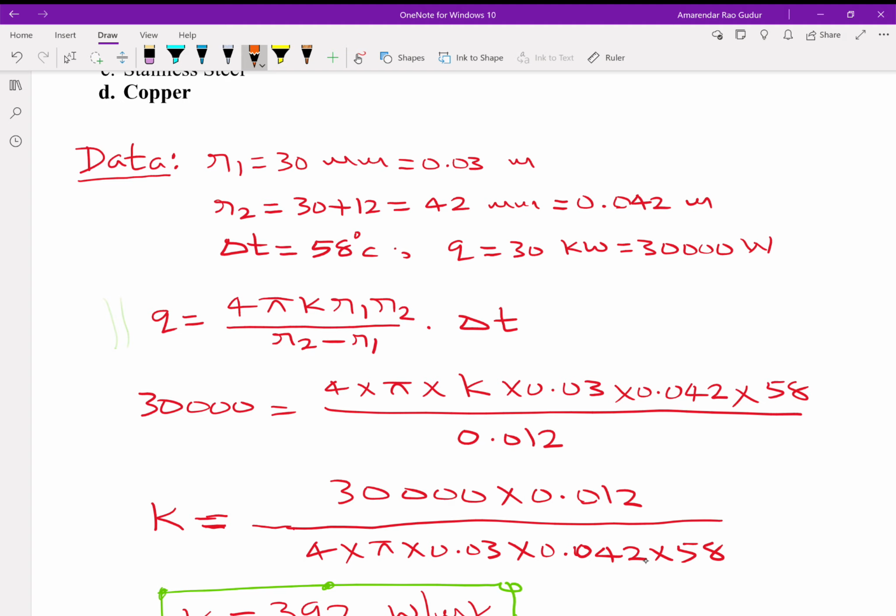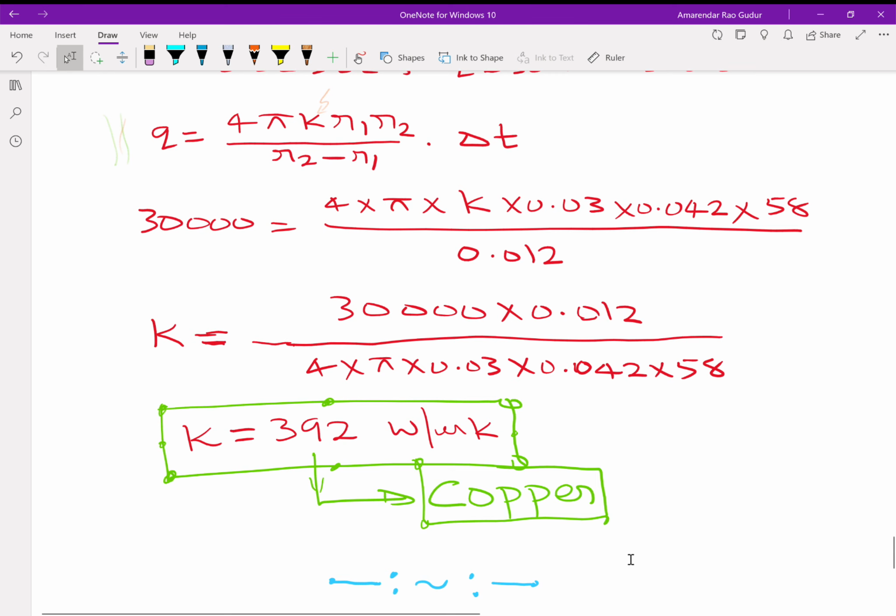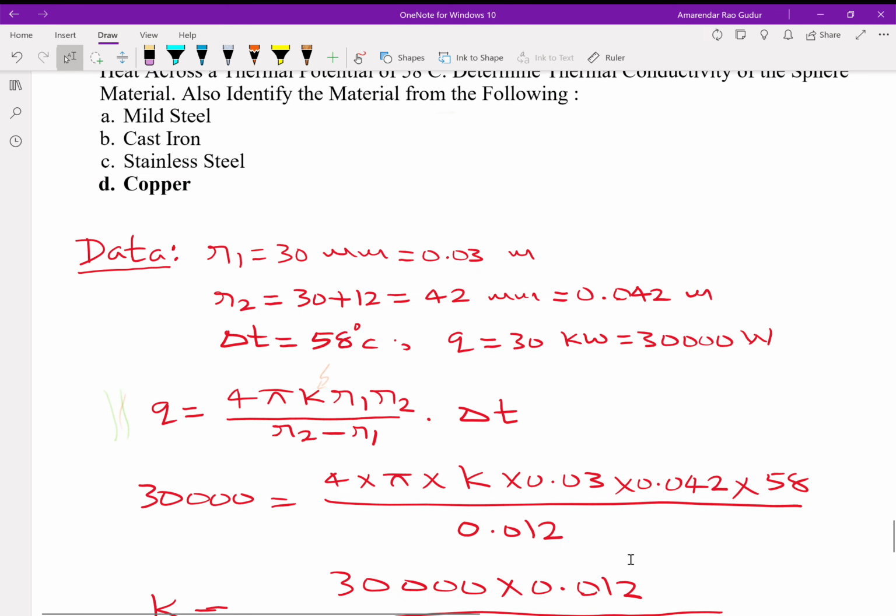R2 is R1 plus thickness, 30 plus 12, 42 mm, 0.042 meters. Delta T is 58 degrees centigrade. Q is 30 kilowatts into 1000, 30,000 watts. Then in this equation, if you substitute the data, you have everything except K, and K happens to be 392 watts per meter Kelvin. Therefore, the likely material is going to be copper.